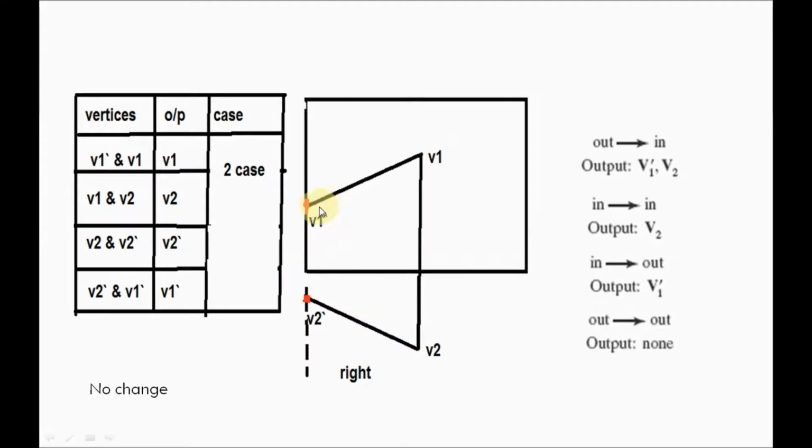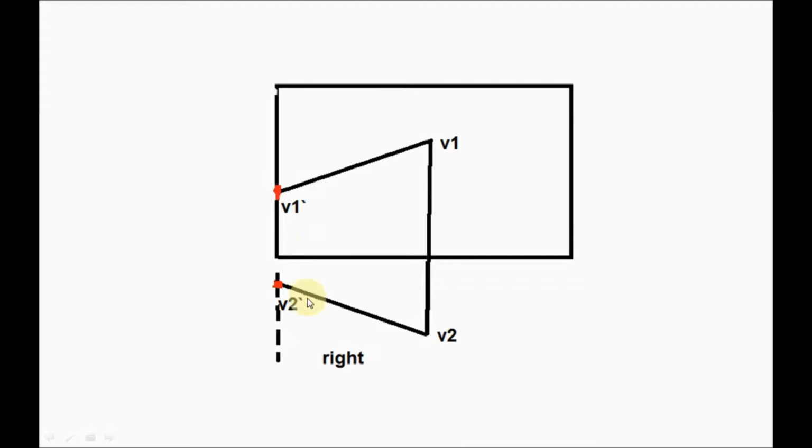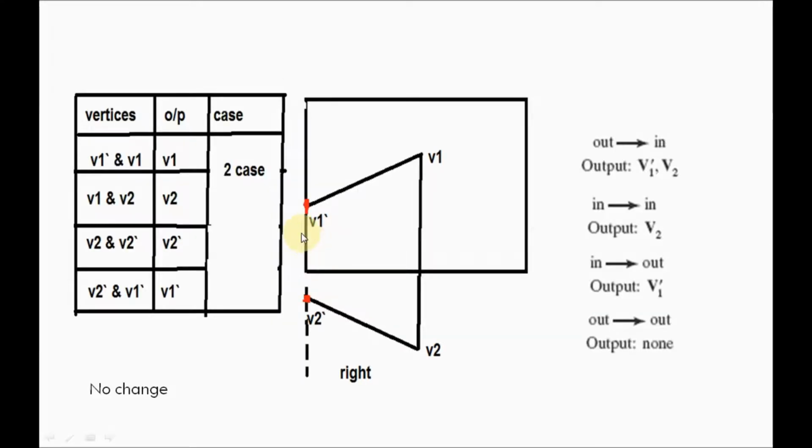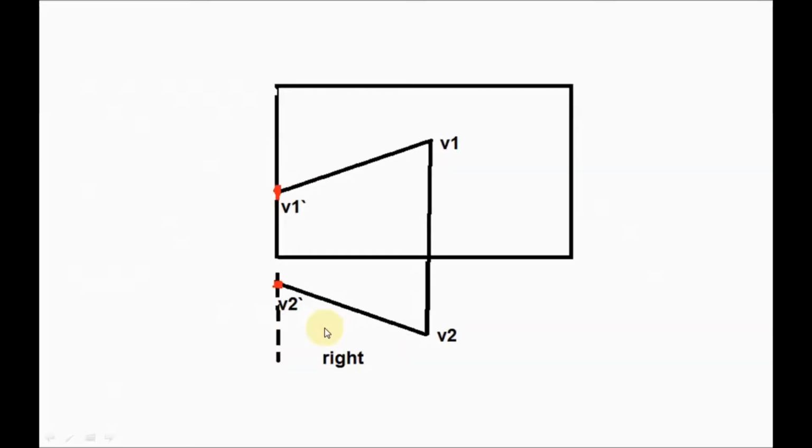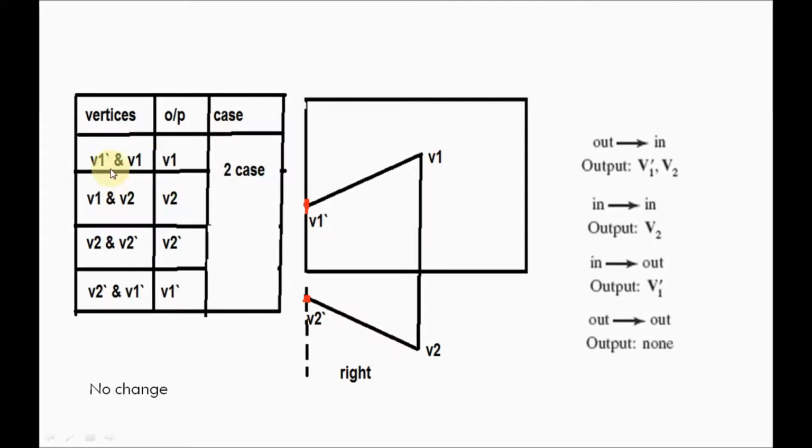So the same polygon I'm considering here, the polygon that is clipped on the left side. Now I will start from the right side. You can see this is the right side. See the dotted line, take it as a reference. So first I will start from the vertices v1 dash and v1. Both are inside only. v1 dash is inside, v1 is also inside. So inside means second case. What is the output? The second vertex is the output. In v1 dash and v1, what is the second vertex? v1 is the output.